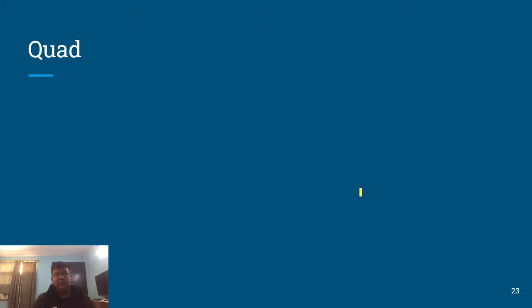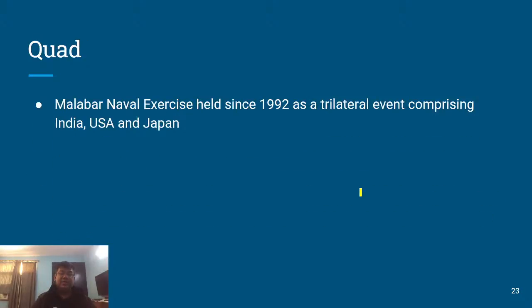Right. Continuing with the Quad, there's a Malabar naval exercise which has been held since 1992. Malabar, as the name suggests, refers to the Malabar coastline along Kerala. But that doesn't mean it is always held in Kerala. Rather, this year it's being held in Andhra Pradesh. That term, Malabar, is where it started, that's why the name. But it actually includes three countries: India, US, and Japan.